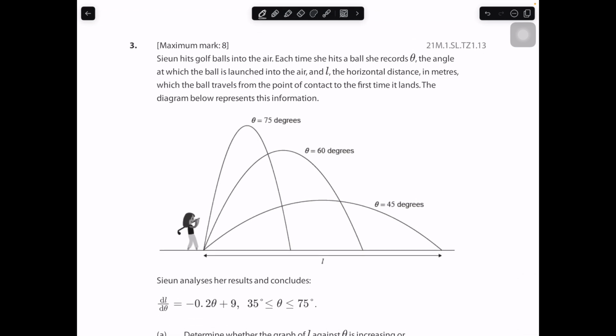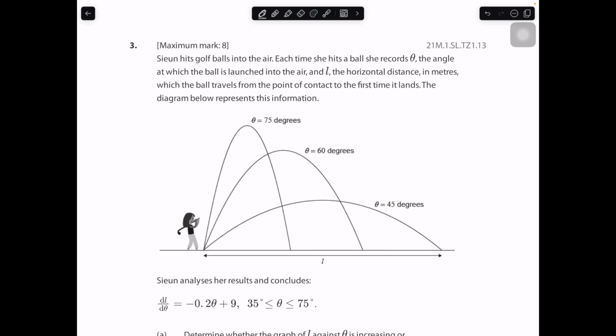8-mark question from 2021. Okay, this is a tough question. I think it probably occurred near the end of an exam. Let's have a read, see what we can do. Xion hits golf balls into the air. Each time she hits a ball, she records theta, the angle at which the ball is launched into the air, and L, the horizontal distance in meters which the ball travels from the point of contact to the first time it lands. The diagram below represents this information.